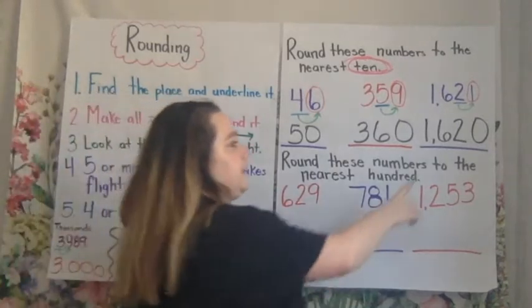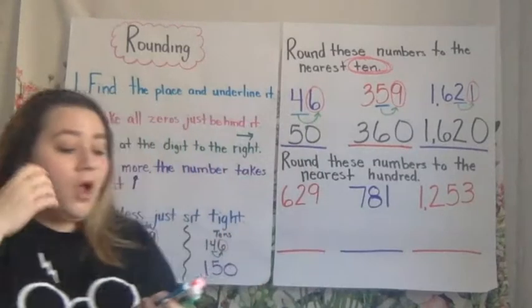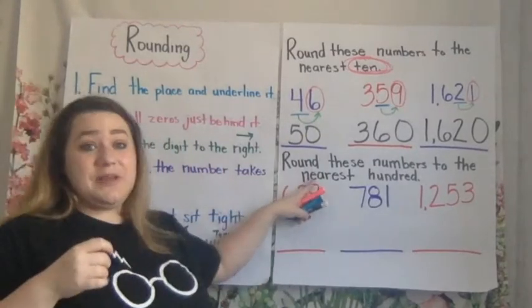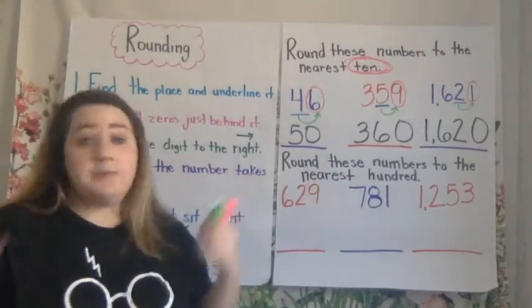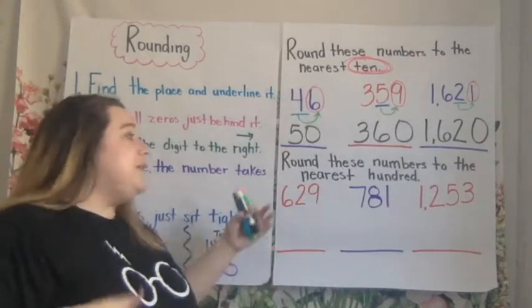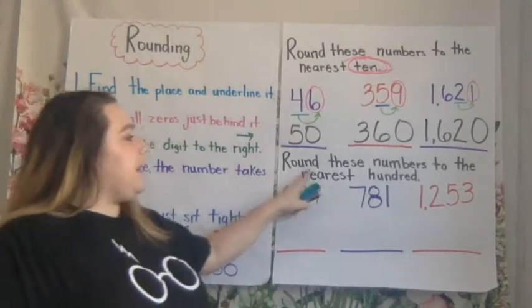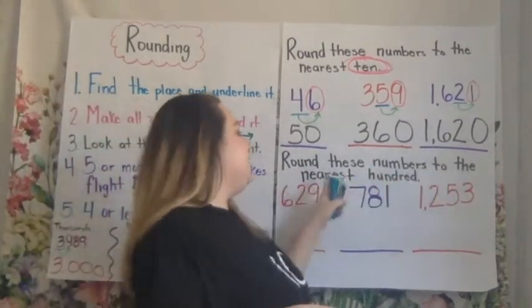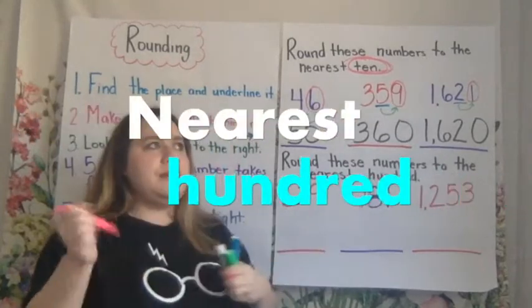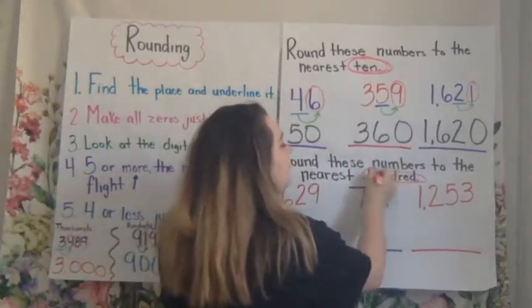1,621 rounded to the nearest 10 is just 1,620. All right, so friends, now I have to read my new set of instructions. I'm reading it every single time so I know what I am rounding to. But now I have to read again because there's a new direction. So it says round these numbers to the nearest 100, to the nearest 100. So I'm going to circle 100.